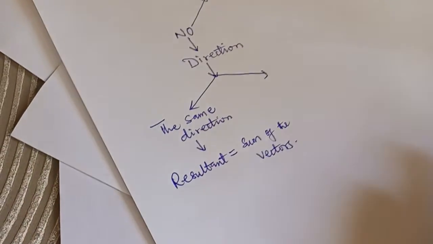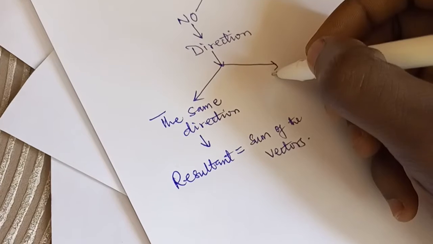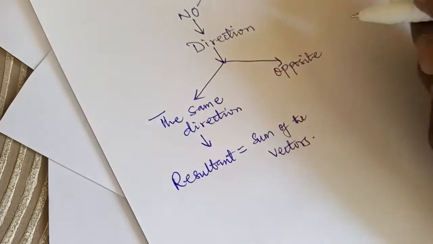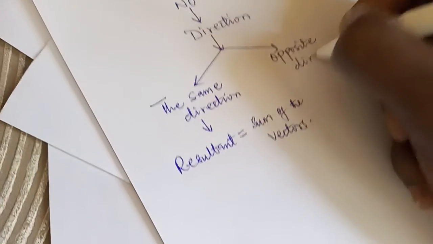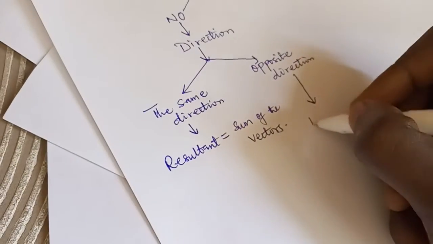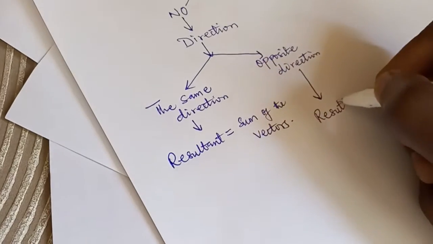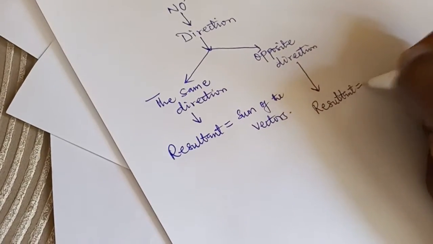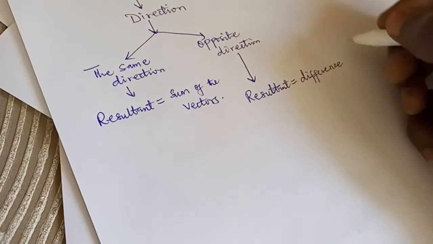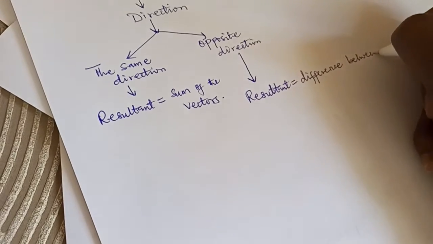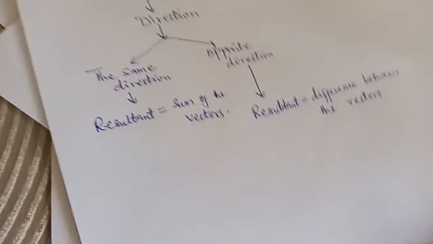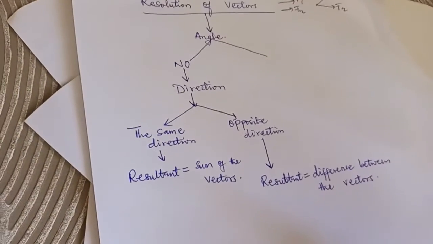This is what we have. And if those vectors are traveling in opposite directions, then the resultant will be equal to the difference between the vectors. This is what we have. So this is the block diagram.